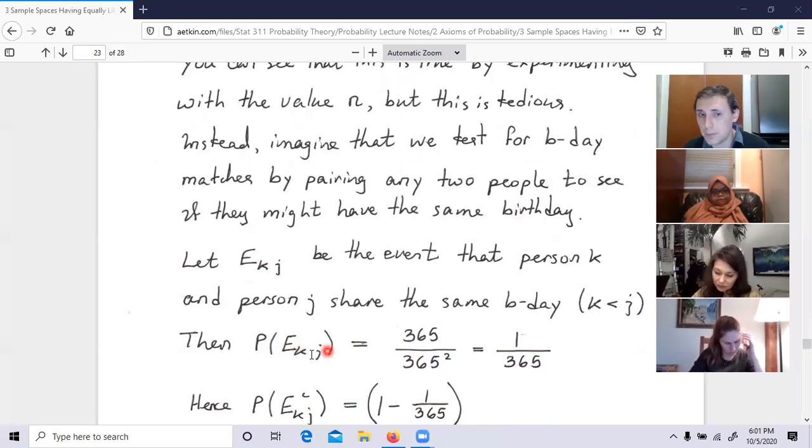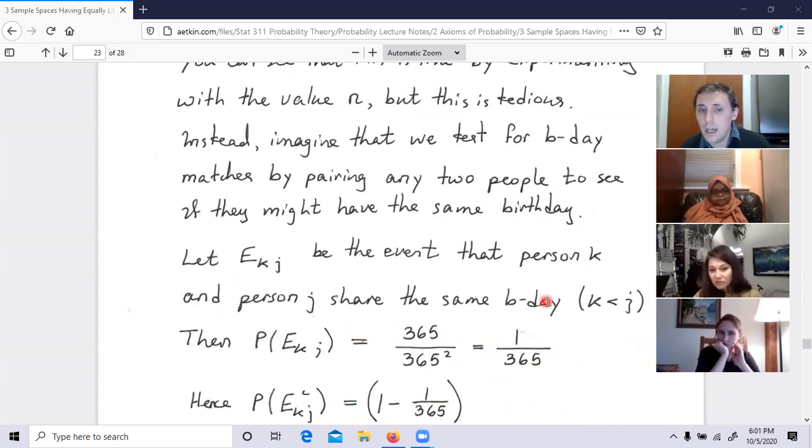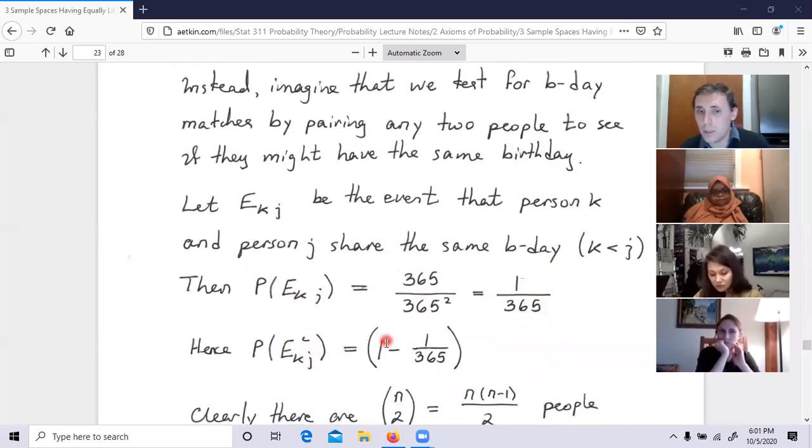By restricting the sample space, it's pretty clear that if it's just 2 people at a time, 365 squared is the sample space, right? 365 for guy number 1, 365 days for guy number 2. And to share a birthday, it's either on day 1 or day 2 or day 365. So the probability that 2 random people share a birthday is 1 over 365, correct? And therefore the probability that they do not share a birthday is 1 minus 1 over 365. Agreed? It's 1 minus that.